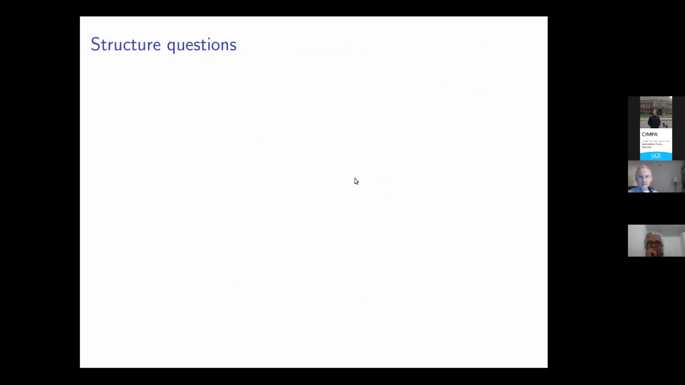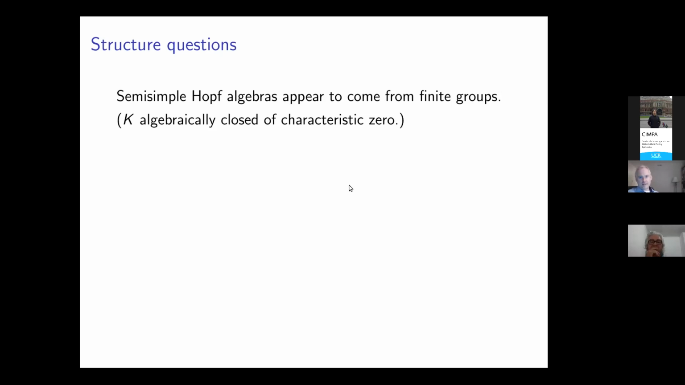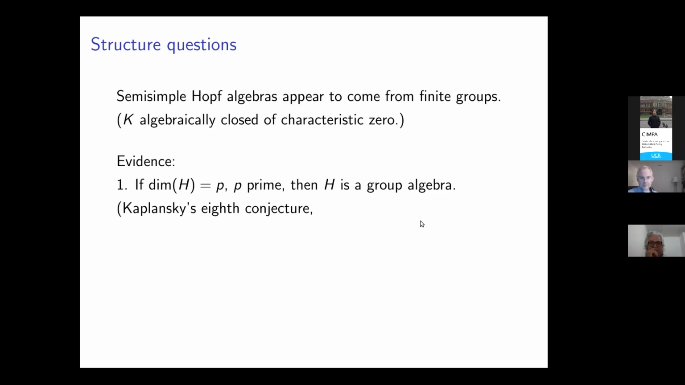But the more important question for semi-simple Hopf algebras is the following. Semi-simple Hopf algebras appear to come from finite groups, over, say, algebraically closed fields of characteristic 0 at least. And the evidence for this is as follows. If the dimension is prime, then the Hopf algebra is always a group algebra in the first place.